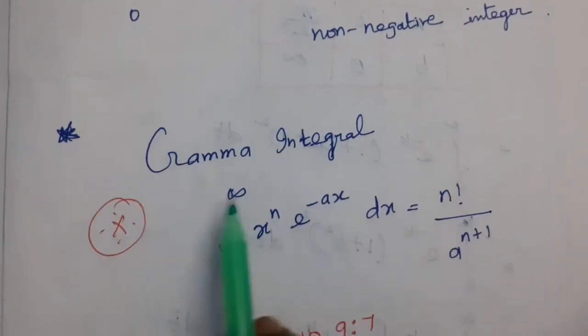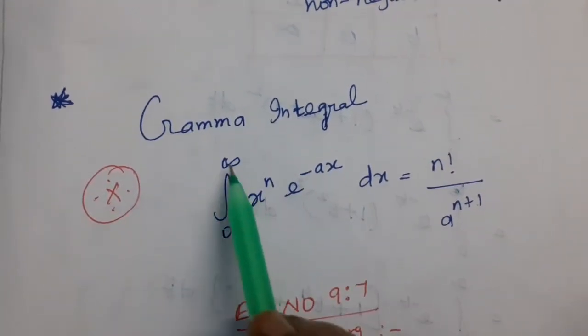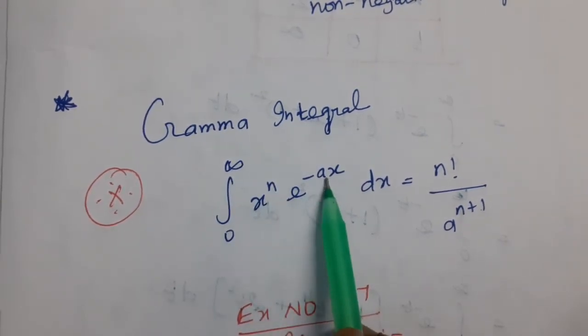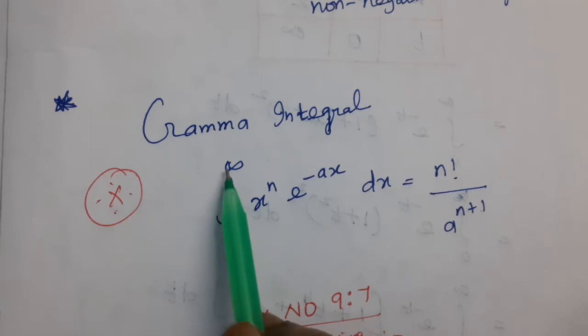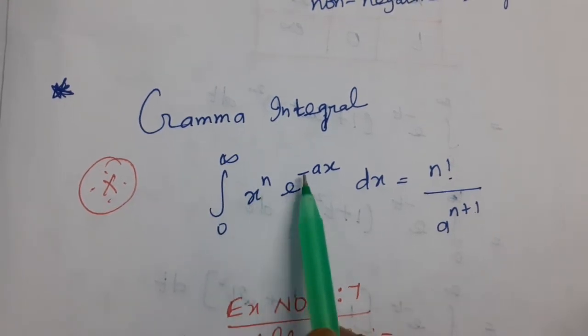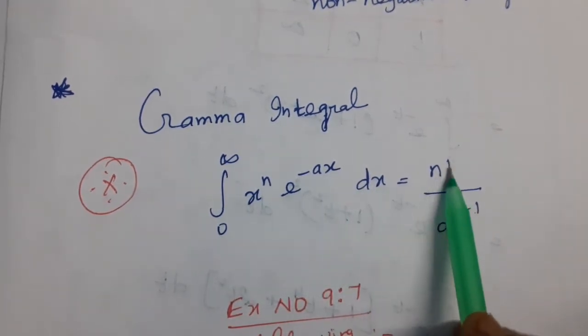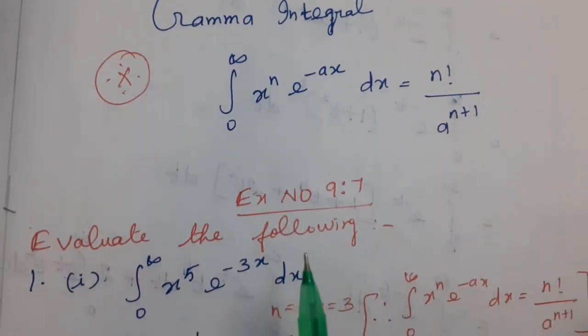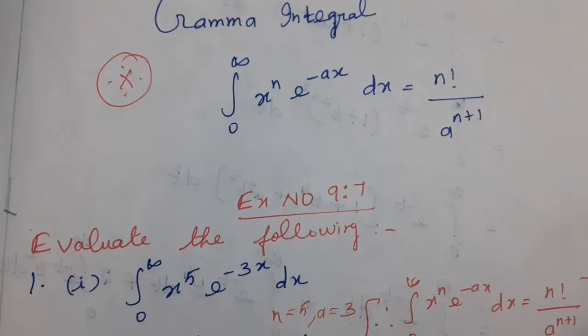This is an important formula. What is the gamma integral formula? Very important formula: integral of 0 to infinity x power n e power minus ax dx is equal to n factorial by a power n plus 1. Using this formula only we are going to do the sum.